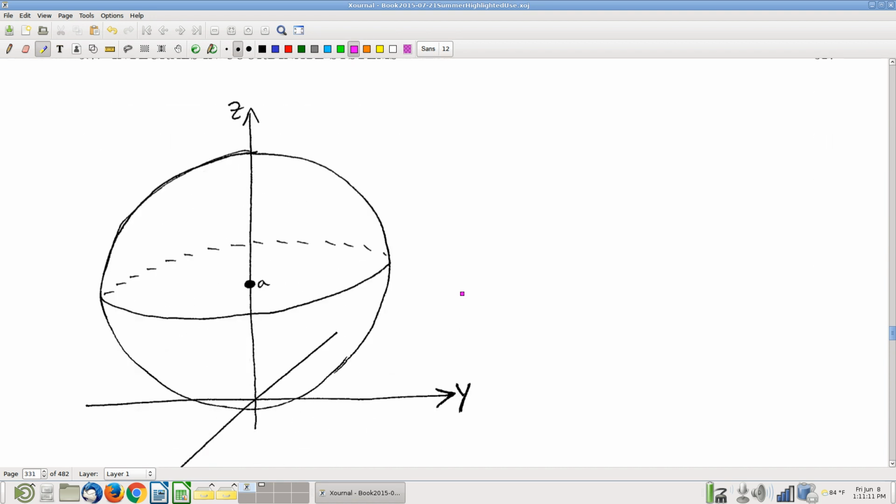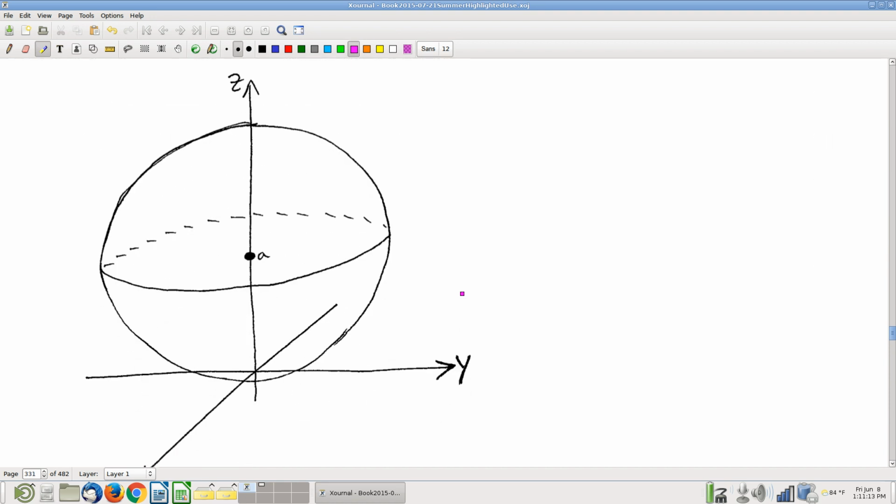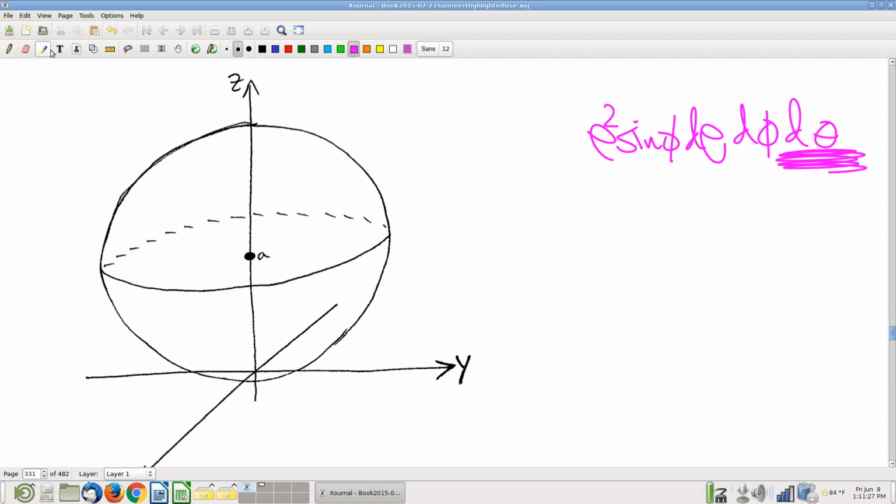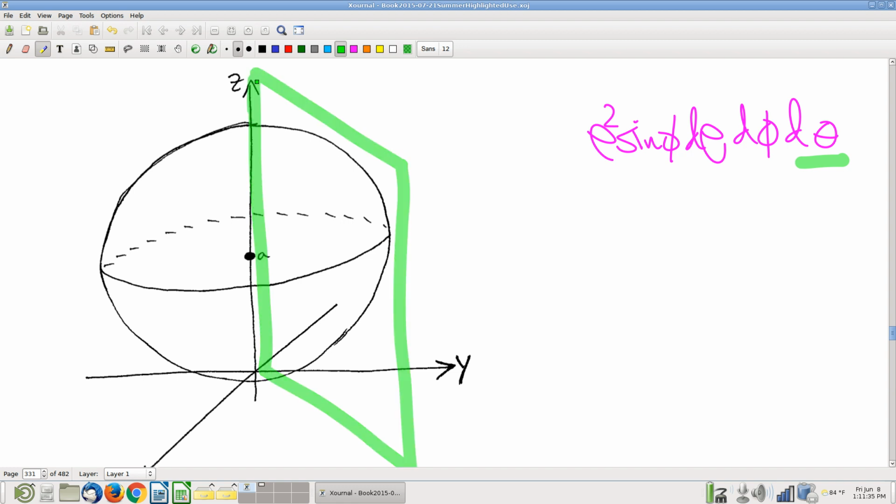Okay, so let's go through and think about the slicing process. How would I slice this up? Remember, we have a choice. We always do rho squared sine phi d rho d phi d theta. We always do our theta slices first. Theta slices are slices, half planes hinged on the z-axis.